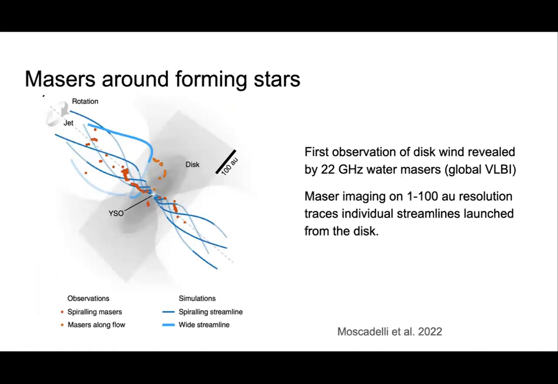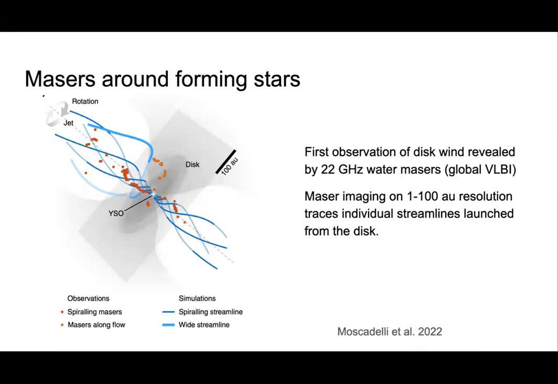Now, also in our galaxy, we have a number of science cases which are very interesting for millimeter VLBI using masers. In particular, I would say masers around forming stars are very interesting. Star formation is a very important topic, and there are still a lot of unknowns in how exactly the material from the disk gets accreted onto the young stellar object, and how that works together with the outflow and the winds that bring angular momentum away again.